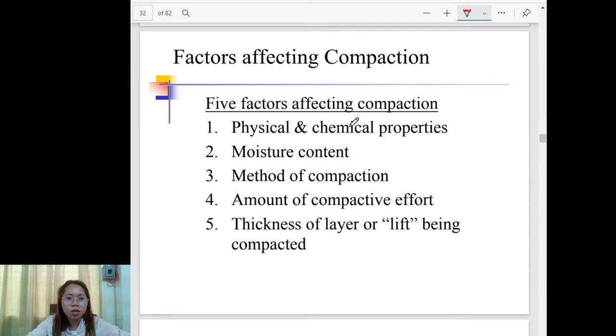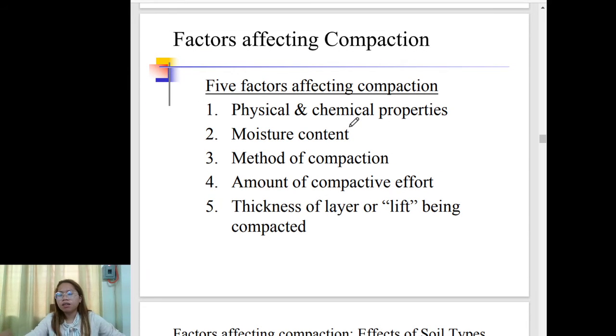So, we move on. Factors affecting the compaction. There are 5 factors affecting the compaction: the physical and chemical properties, the moisture content, method of compaction, amount of compactive effort, and thickness of layer or lift being compacted.